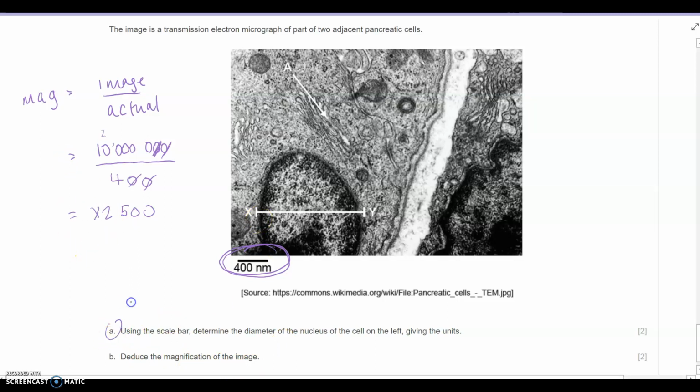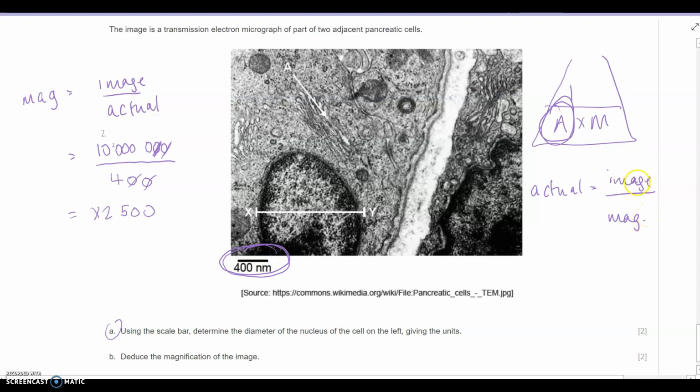Now I'm going to go back to question A. Determine the diameter of the nucleus on the left, giving the units. If we go back to our triangle of I am, what we want is the actual size. So actual equals image over magnification. The key point is your image units need to be appropriate for the scale of the picture. We know that the scale bar has been given in nanometers, so it would make sense for your image to be in nanometers.